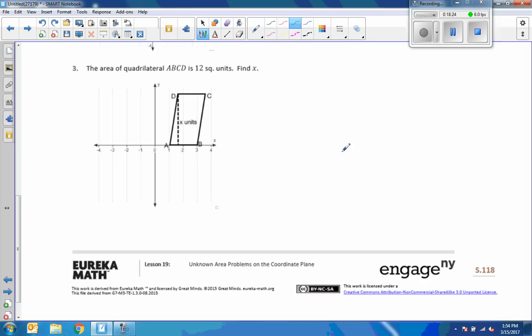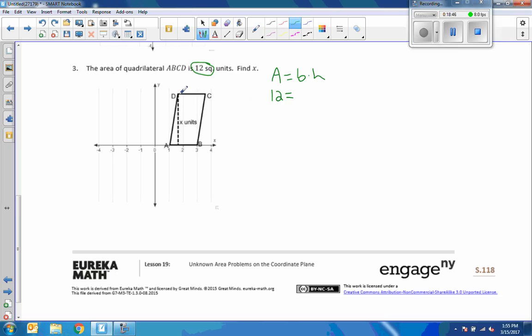Now we are given the area of a quadrilateral again. And we know that the area is the base times the height. In this case, though, they're telling us the area is 12. So now I know A. So this is why the formula is so important. Write the formula down, substitute in the givens, and solve for what we don't know.